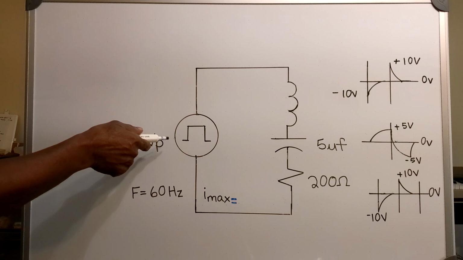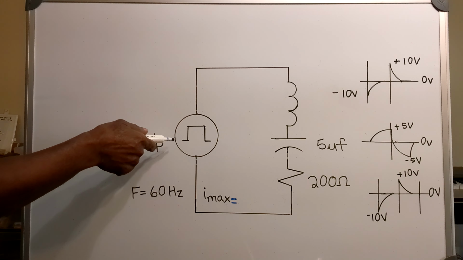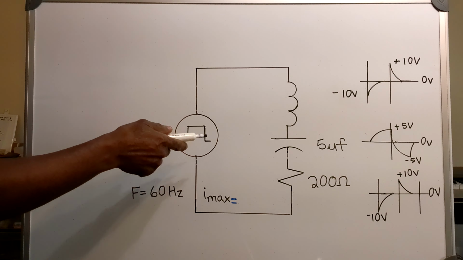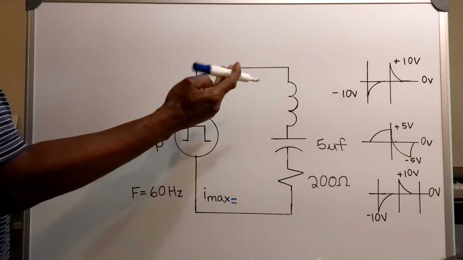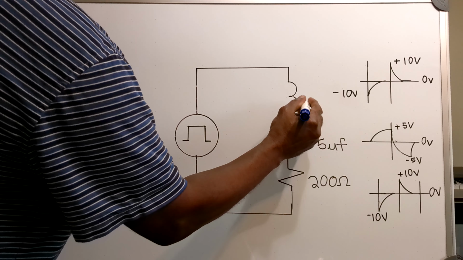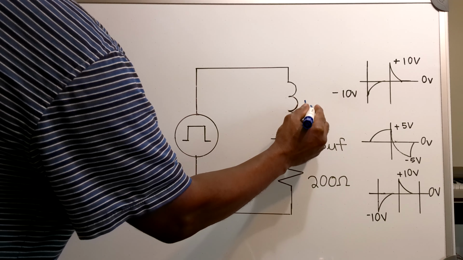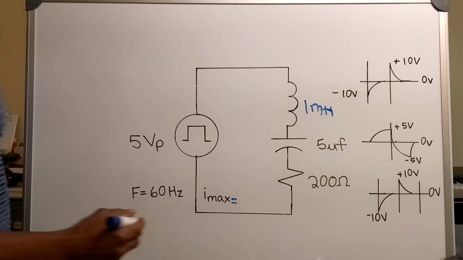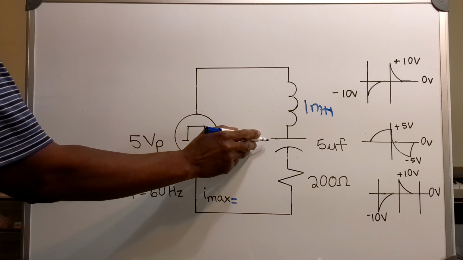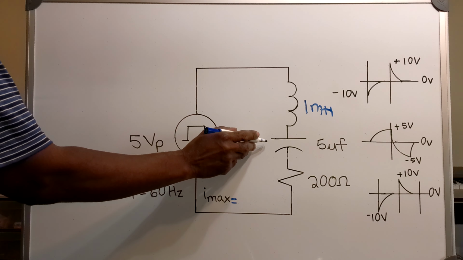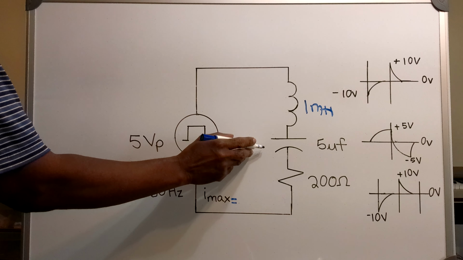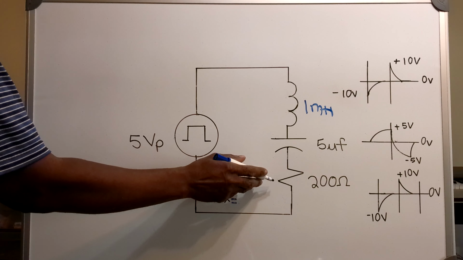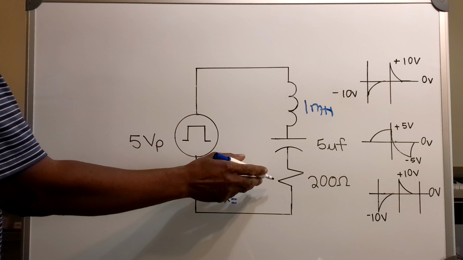Now in this video, I've got a 5-volt peak square wave input, and I've got a 1 millihenry inductor in series with a 5 microfarad capacitor and a 200 ohm resistor.